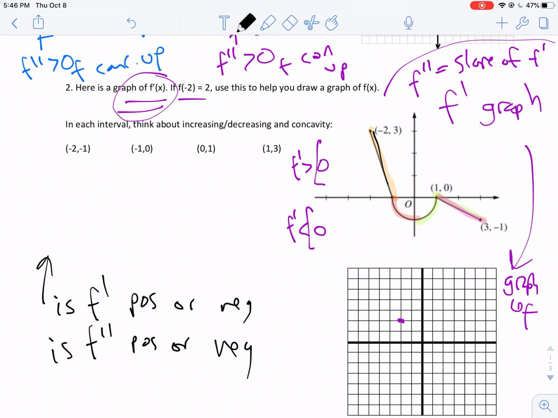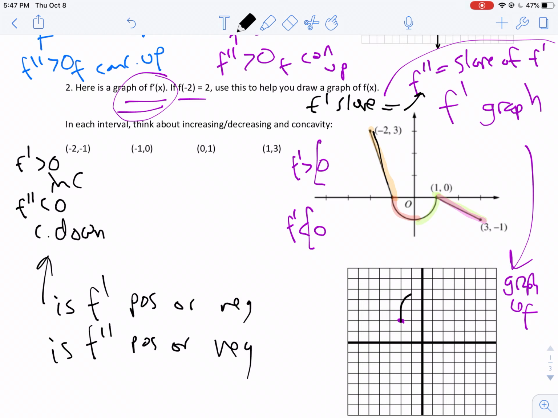Okay, let's go from -2 to -1. I'm above the axis, so my f prime is positive, so I'm going to be increasing. I have a negative slope, so my second derivative, f double prime, is negative because my f prime slope is negative there. So if my second derivative is negative, I'm going to be concave down. I'm not going to try and draw this whole graph at once. I'm just going to say, what's happening from -2 to -1? I'm increasing concave down, so that looks something like that.